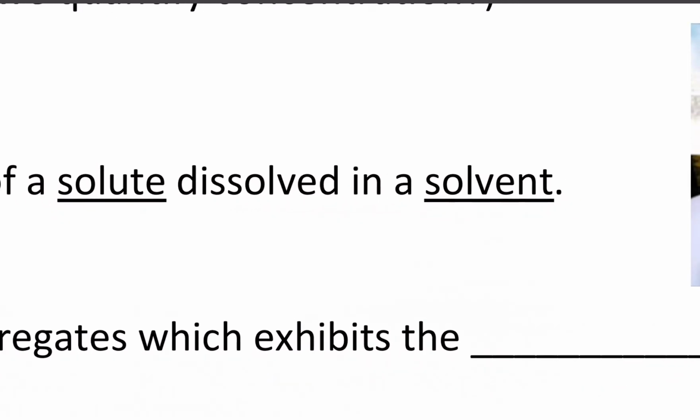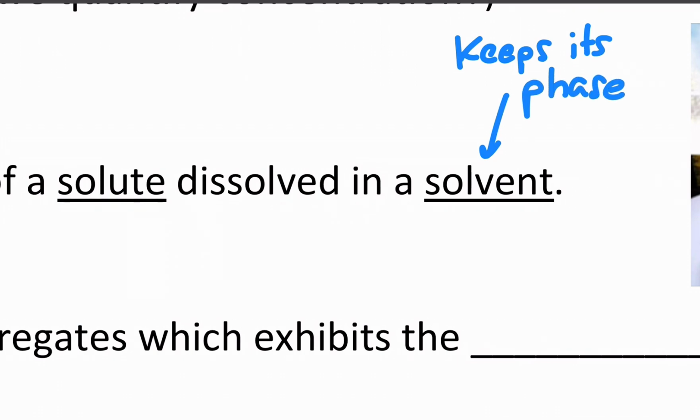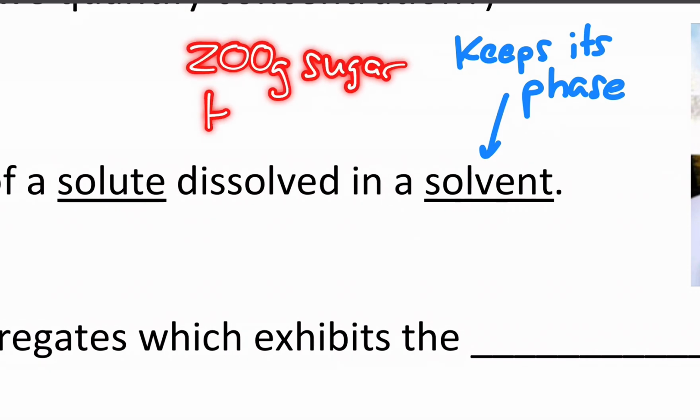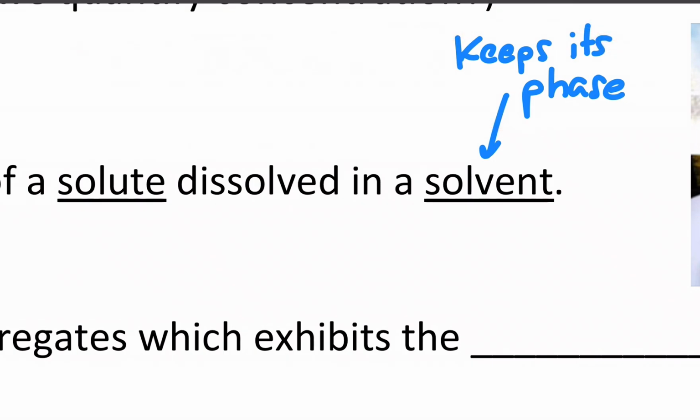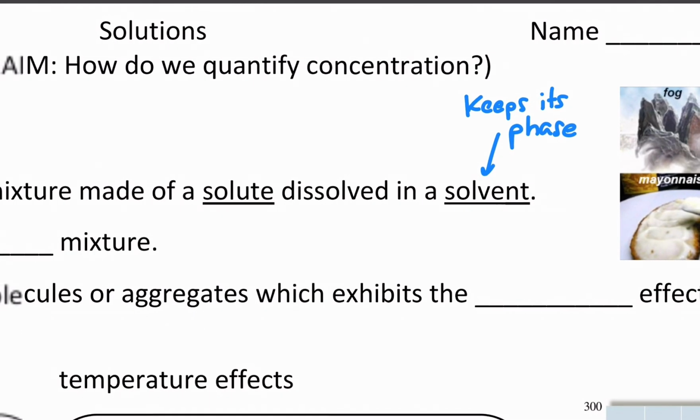Usually a solvent is the major component, but the real definition of a solvent is that it keeps its phase. You can actually make solutions where the solvent is the minor component and the solute is the major component. For example, sugar can dissolve in water, and you can get 200 grams of sugar and make a syrup out of only 100 grams of water, and you can still call this a solution. We still call water the solvent because it keeps its phase. But most of the time, solvent is also the major component.